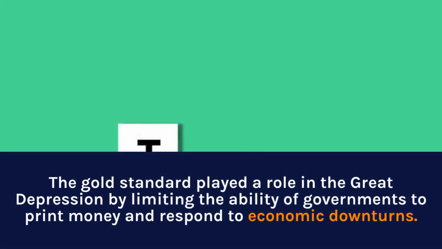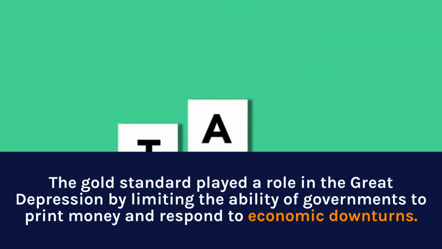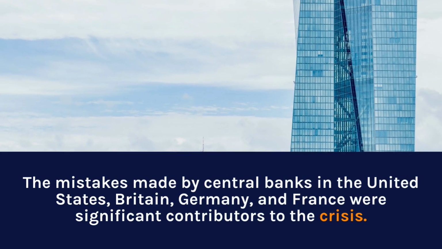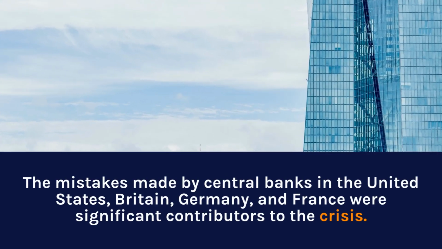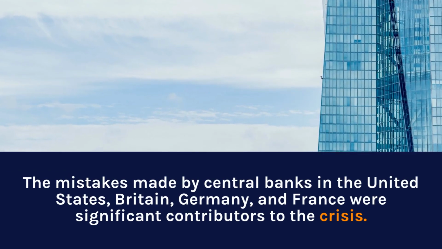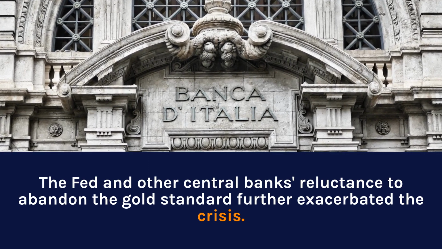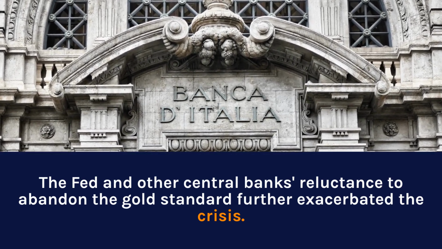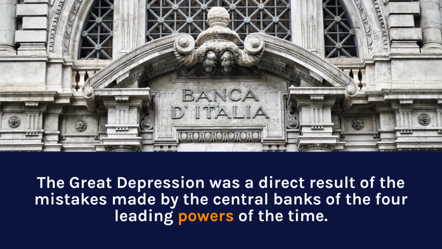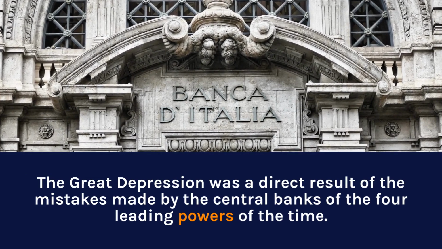The gold standard played a role in the Great Depression by limiting the ability of governments to print money and respond to economic downturns. The mistakes made by central banks in the United States, Britain, Germany, and France were significant contributors to the crisis. The Fed and other central banks' reluctance to abandon the gold standard further exacerbated the crisis. The Great Depression was a direct result of the mistakes made by the central banks of the four leading powers at the time.